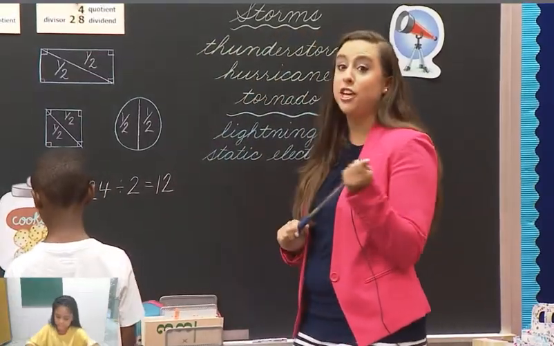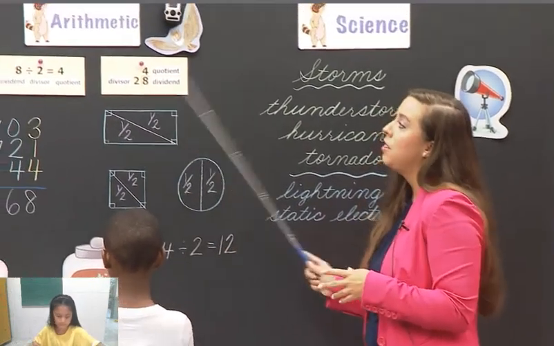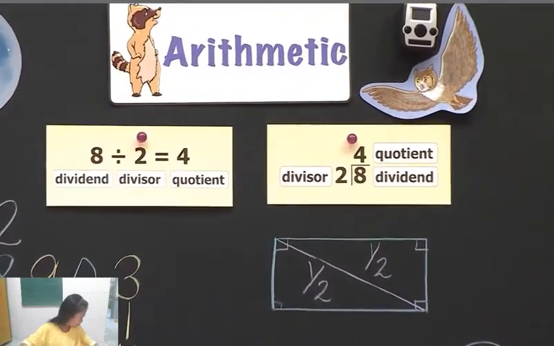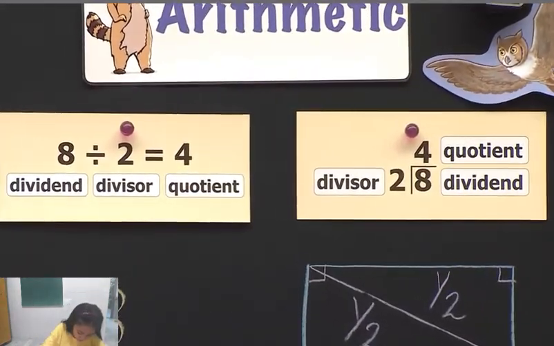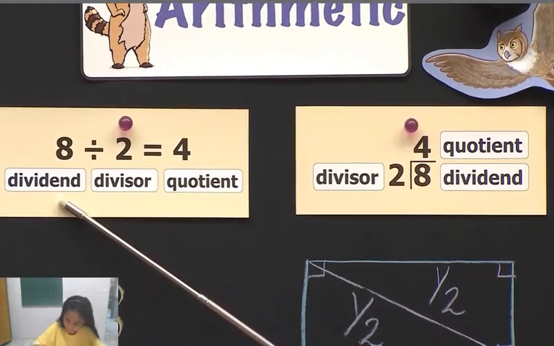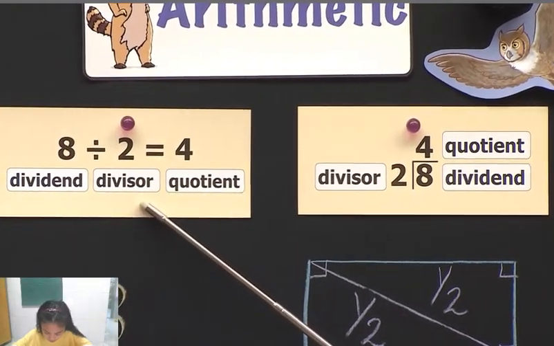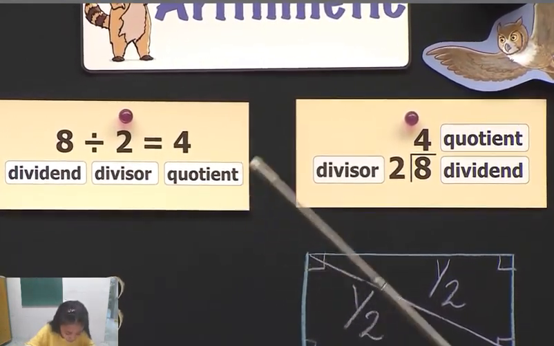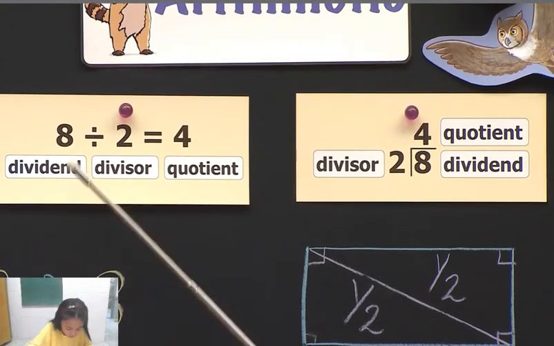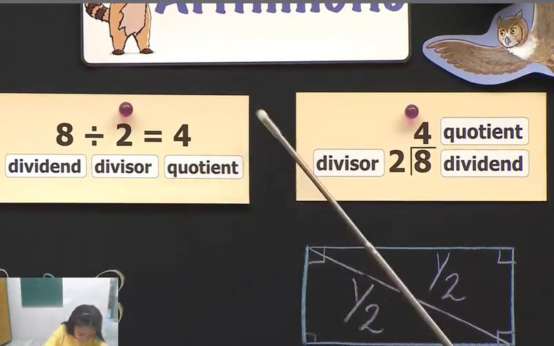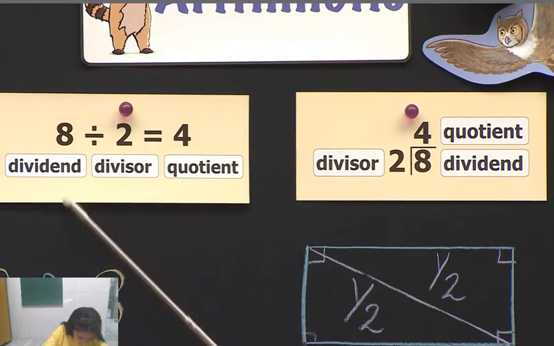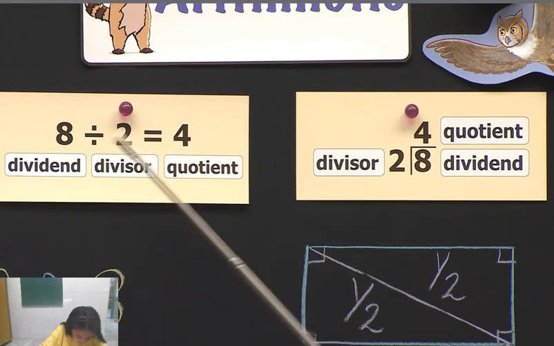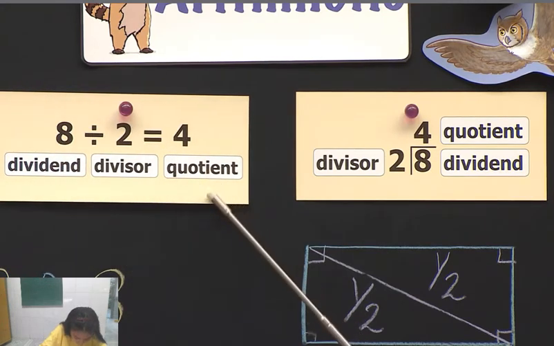Let's take a look at these 2 problems that I have on the chalkboard. The first one says 8 divided by 2 equals 4. That is a division sentence. The first number, the 8, we call the dividend. The next number, the 2, we call the divisor, and the answer we call a quotient. So we can write the division sentence as 8 divided by 2 equals 4. 8 is the number we start with. The divisor is the number of groups, and the quotient is my answer. So it's dividend, divisor, quotient.